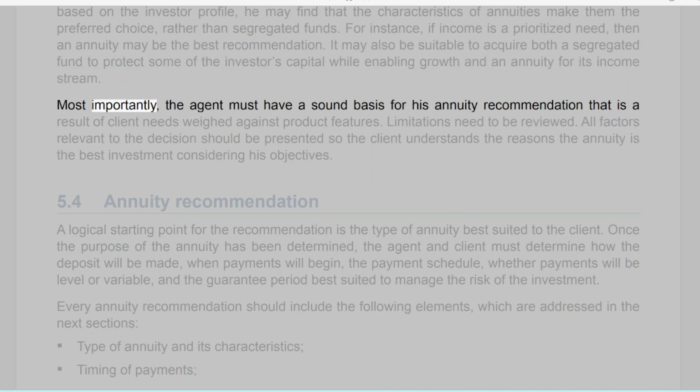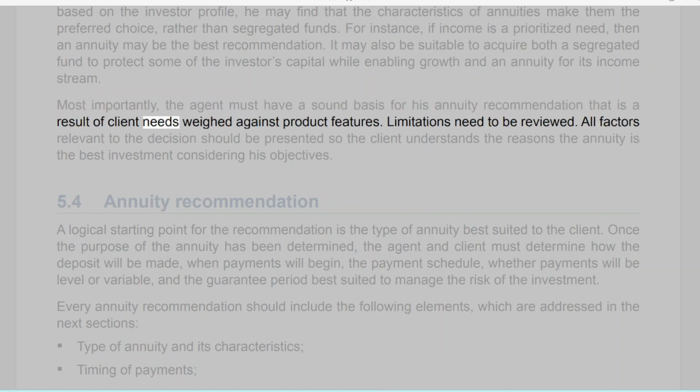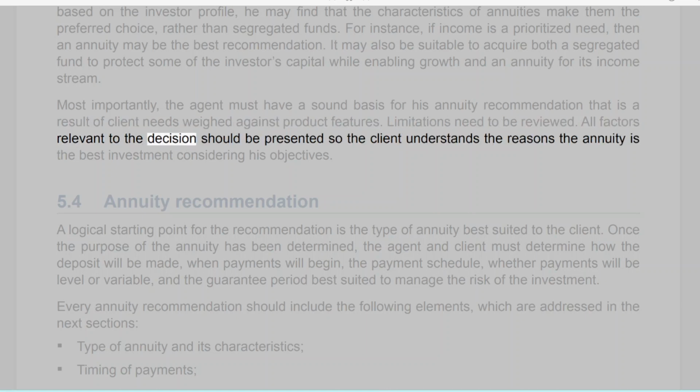Most importantly, the agent must have a sound basis for his annuity recommendation that is a result of client needs weighed against product features. Limitations need to be reviewed. All factors relevant to the decision should be presented so the client understands the reasons the annuity is the best investment considering his objectives.